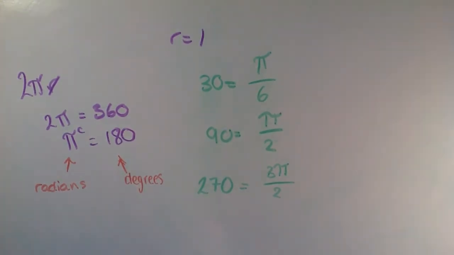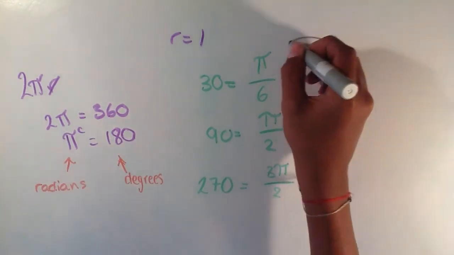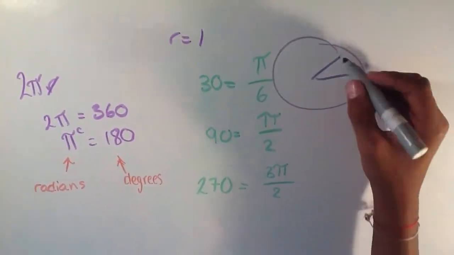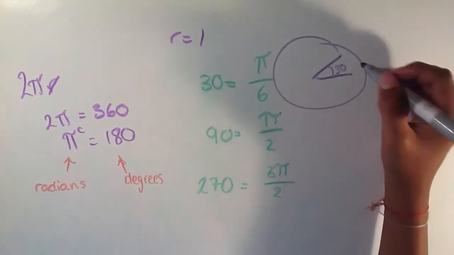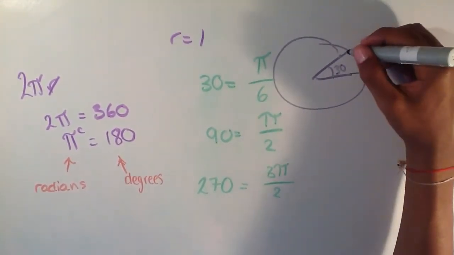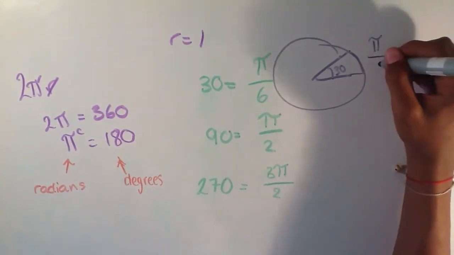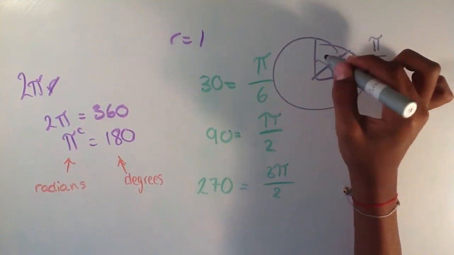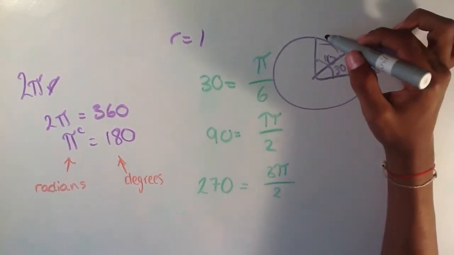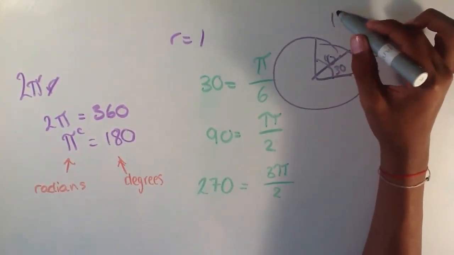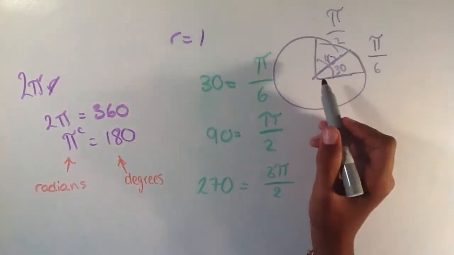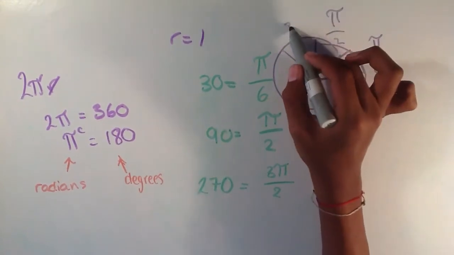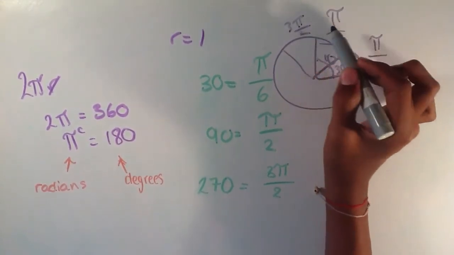If we were to draw these examples, 30 degrees would be theta, and then the length here would be pi over 6. 90 degrees would mean the length over here is pi over 2, and 270 degrees would then equal 3 pi over 2.